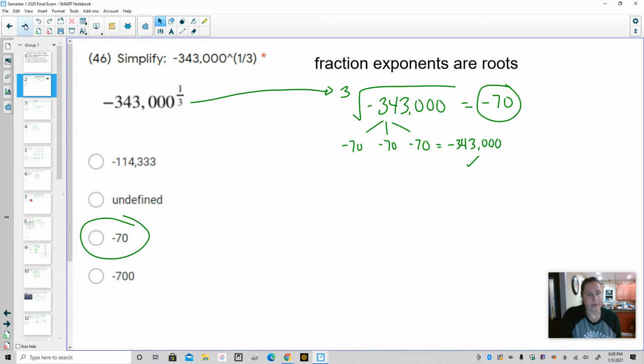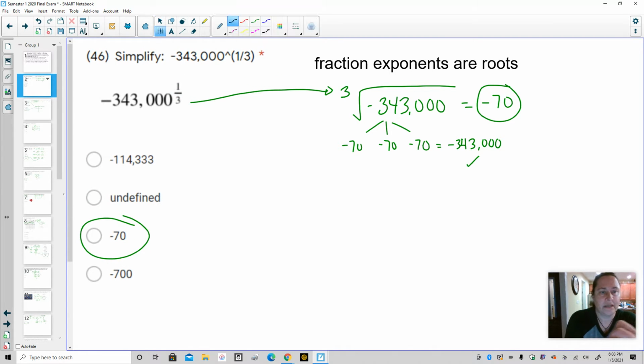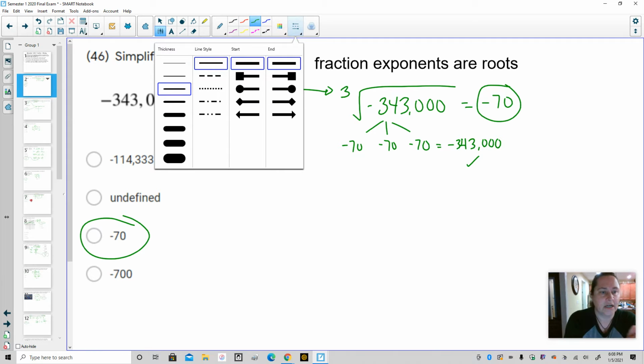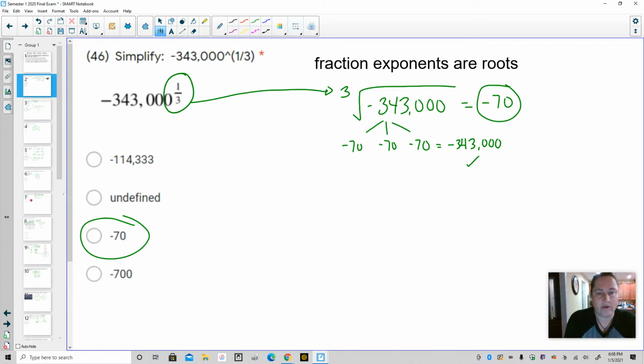Here we go. Problem 1. Simplify negative 343,000 to the 1/3 power. So you need to remember that I don't have a pen. That'll make me take longer. Okay, that the 1/3 power becomes a root. So that's the cubed root of negative 343, which would be negative 70 times negative 70 times negative 70. Might be one that you could definitely use a process of elimination for.